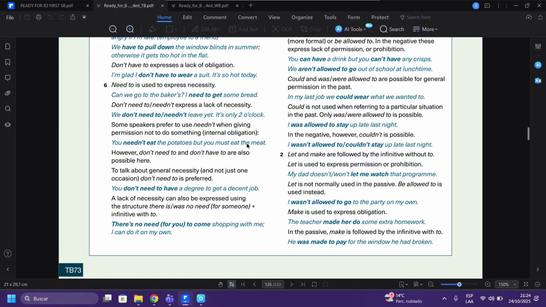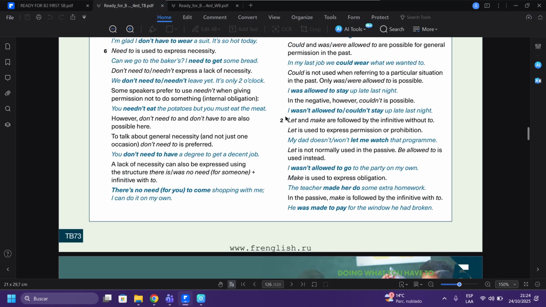Then we have could, was, were allowed to, which are possible for general permission in the past. For example, in my last job, we could wear what we wanted. Could is not used when referring to a particular situation in the past. For example, I was allowed to stay up late last night. In the negative, however, couldn't is possible. For example, I wasn't allowed to, or I couldn't stay up late last night.